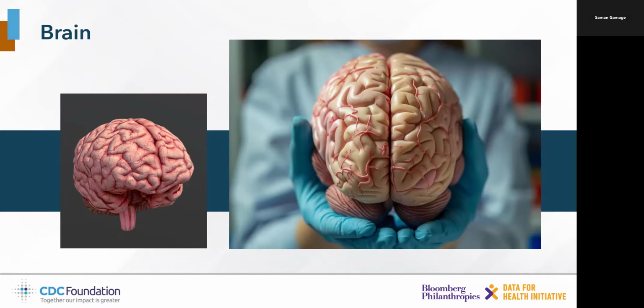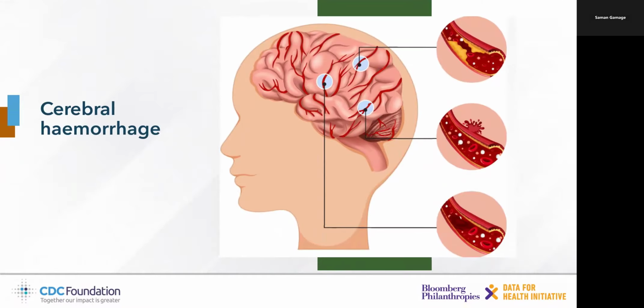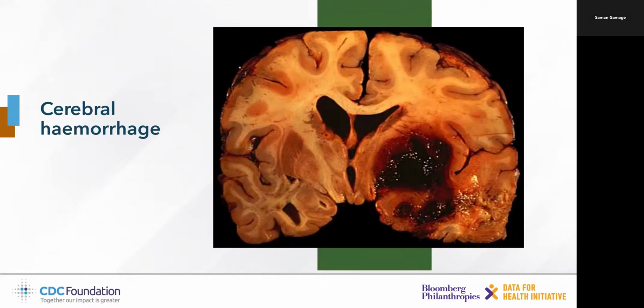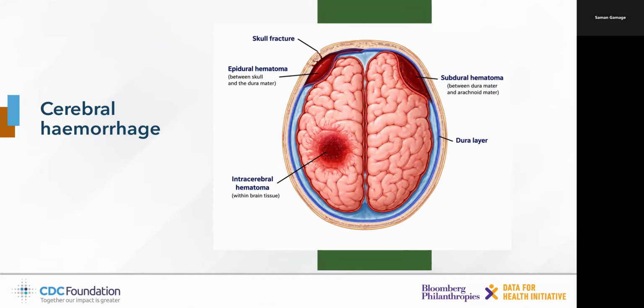medical terminology. Here is the human brain. Inside the brain, there are blood vessels. So these are cerebral arteries which can bleed and they can lead to cerebral hemorrhage. Some blood vessels can rupture and it can cause hemorrhage. And here you can see a post-mortem specimen of a human brain. There is a blood clot inside. And this diagram explains different locations of cerebral hemorrhage: epidural hematoma, intracerebral hematoma, subdural hematoma.